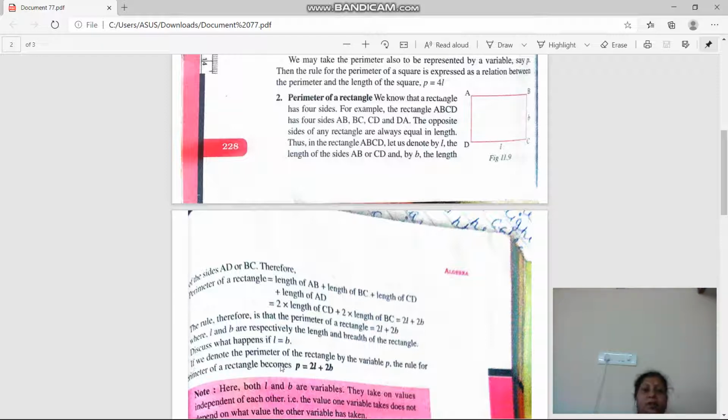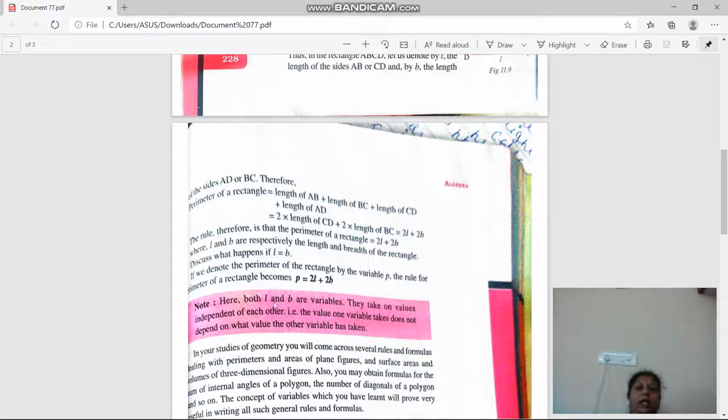If we denote the perimeter of the rectangle by the variable P, the rule for the perimeter of a rectangle becomes P is equal to 2L plus 2B, and we can also write P is equal to 2 in bracket L plus B. Okay, fine. Let's see the pink block.